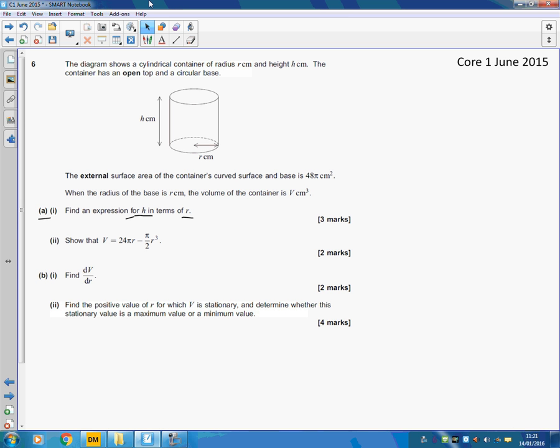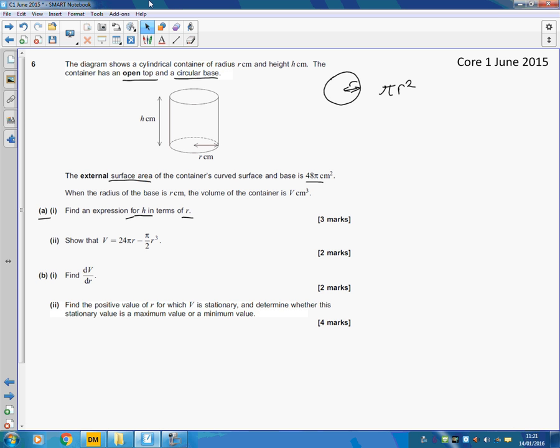So how are we going to do that? We're going to look at what they've given us. They've told us what the surface area is, and so we need to work out the surface area. We need to read the question carefully because it says it has an open top but a circular base. So the surface area is going to consist of the circular base to start with. Now that has radius r, and the area of a circle is pi r squared.